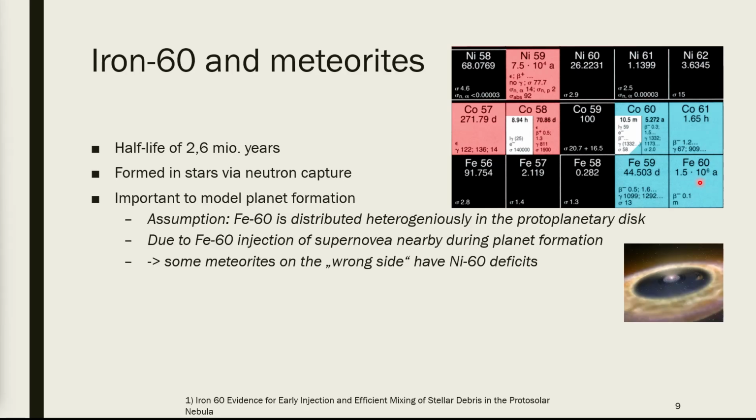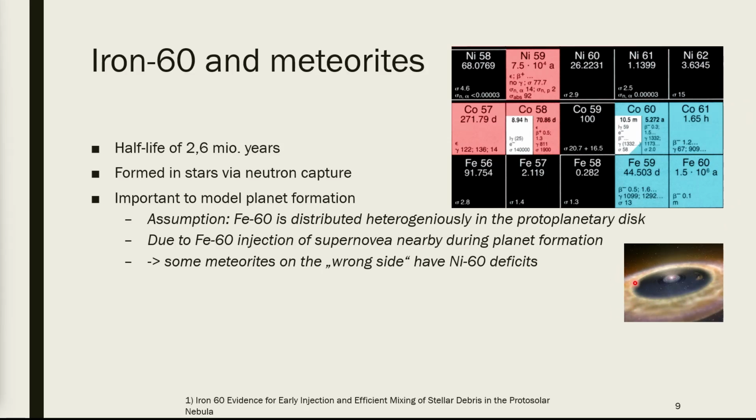Why is that important? This is important for modeling the formation of planets. Let's make the assumption iron-60 is distributed heterogeneously in the protoplanetary disk, meaning that this is the protoplanetary disk, and you will have some areas with more iron-60 and some with less iron-60. So let's say that, due to iron-60 injection from a supernova nearby, so you have a supernova here that exploded, and it spread some iron-60 into this disk, and it did that because it happened here more than it did here.